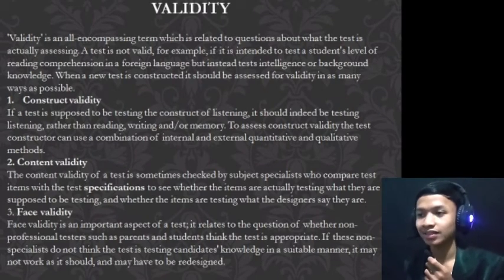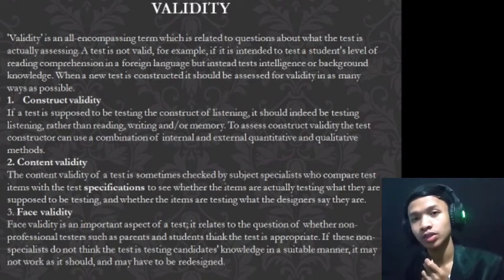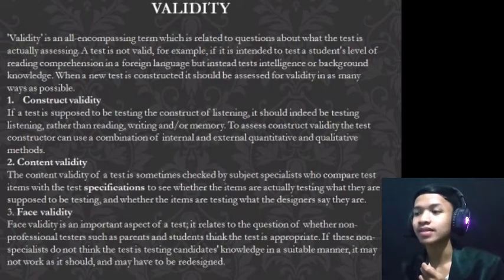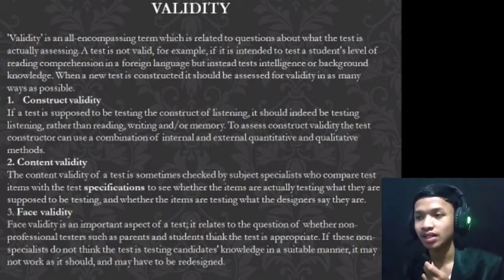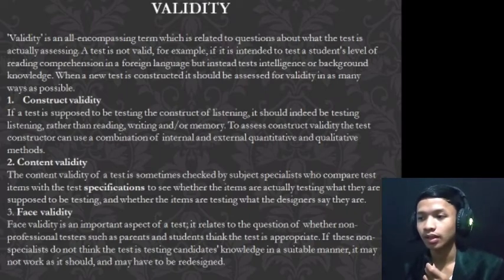The next is validity. Validity is an all-encompassing term which is related to questions about what the test is actually assessing. A test is not valid, for example, if it is intended to test a student's level of reading comprehension in a foreign language, but instead tests intelligence or background knowledge. When a new test is constructed, it should be assessed for validity in as many ways as possible.